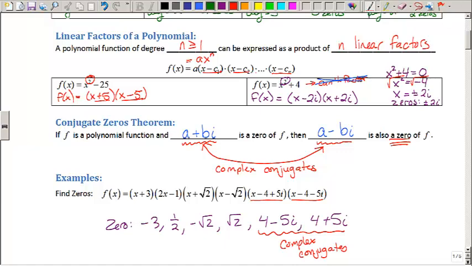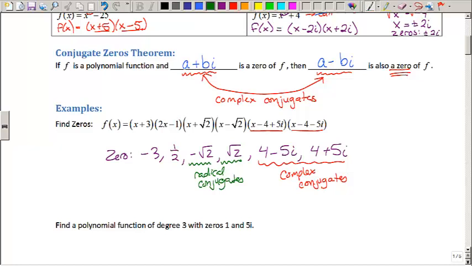Another thing to note here is that the square root of 2 and the negative square root of 2 are also conjugates, but they're radical conjugates. And it's interesting to note that these also come in pairs. So complex conjugates come in pairs as zeros, as well as radical conjugates come in pairs as zeros.